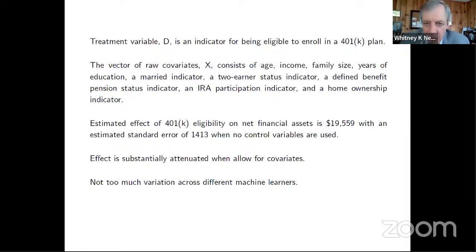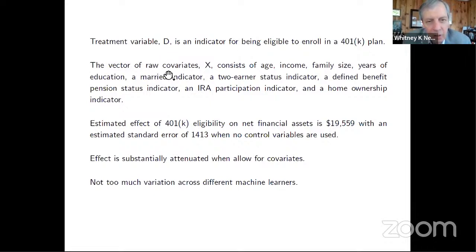So it's potentially endogenous. What they argue is that if you condition on some things, it's plausibly exogenous. You can put in covariates to control for the endogeneity. The endogeneity is an omitted variables bias problem.